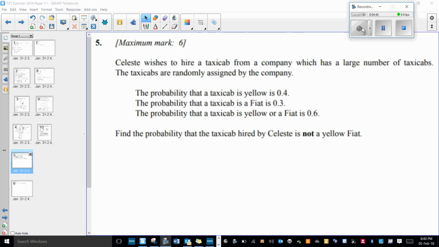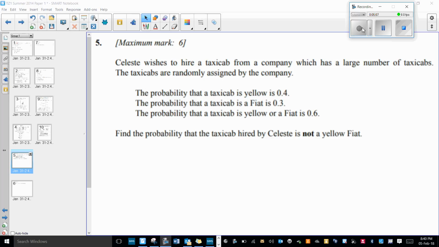Okay, question 5. Celeste wished to hire a taxi cab from a company that has a large number of taxi cabs. A random list assigned. So yellow is 0.4, Fiat 0.3, yellow or a Fiat is 0.6. Find the probability that the taxi cab hired is not a yellow Fiat.